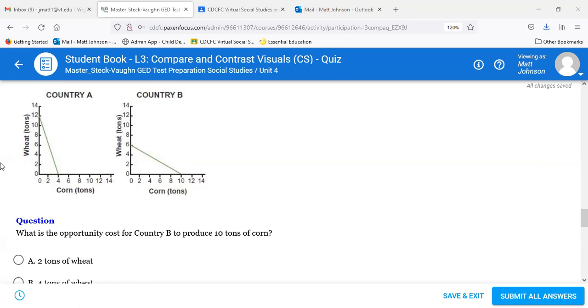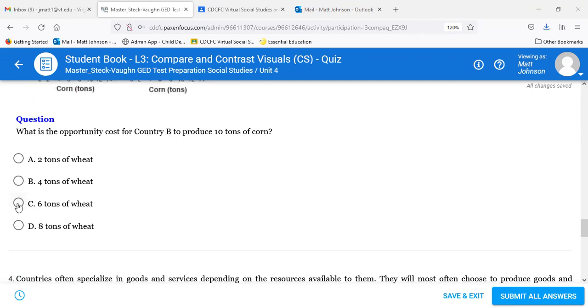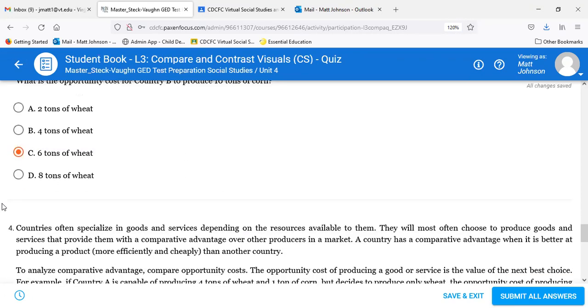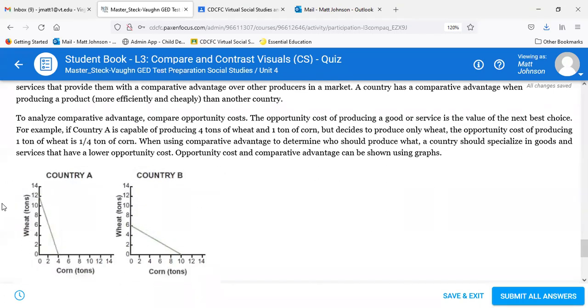Vice versa, the opportunity cost for country A, they're producing only 4 tons of corn per 12 tons of wheat. So the opportunity cost to produce wheat is much greater. Okay, so 3 is C, 6 tons of wheat. And so our same passage for 3.